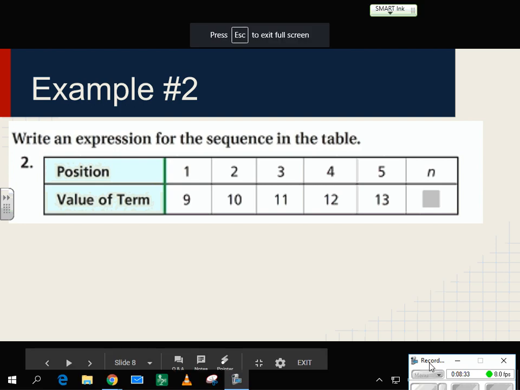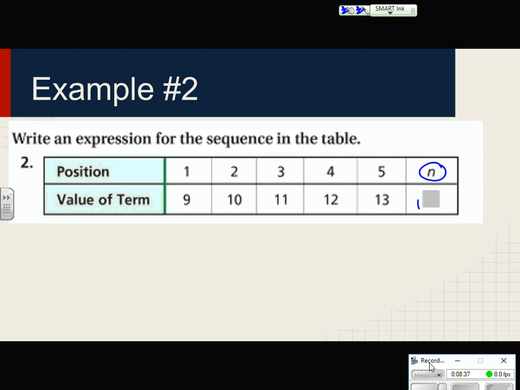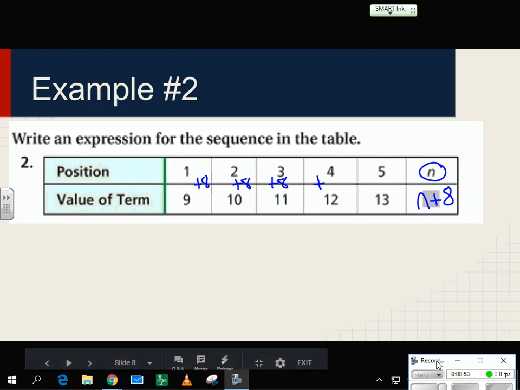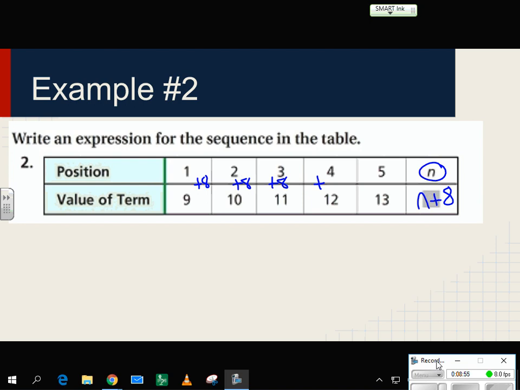I hope you noticed that for this one, it was n, and you just added 8 to each one. So you added 8 here, you added 8 here, you added 8 here, and so on and so on. And the answer, okay, there it is. The answer here is n plus 8. So actually this one only needed a 1-step process to be able to figure it out.